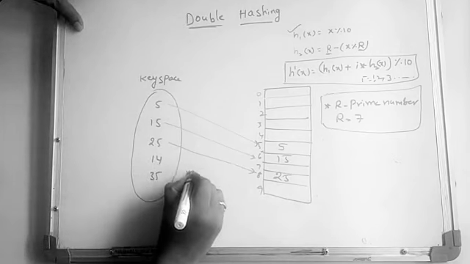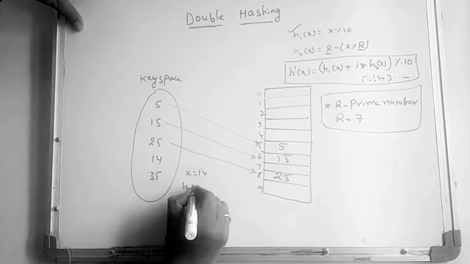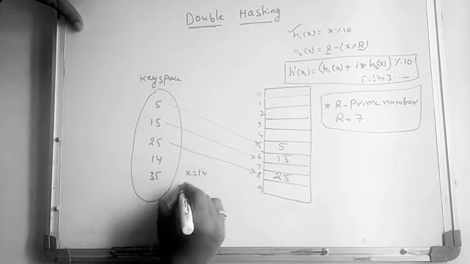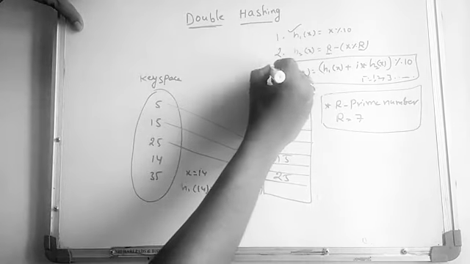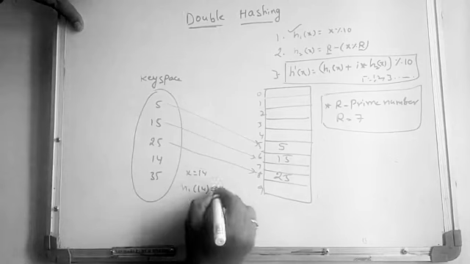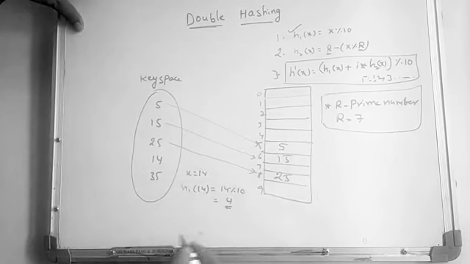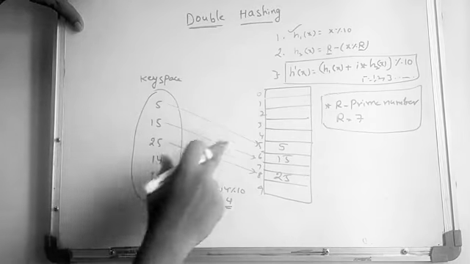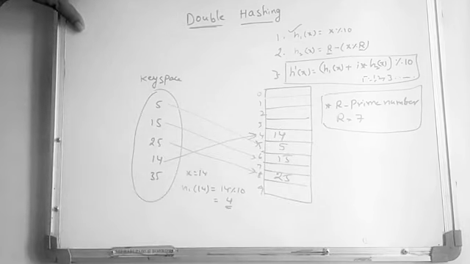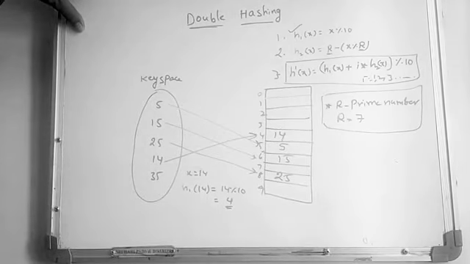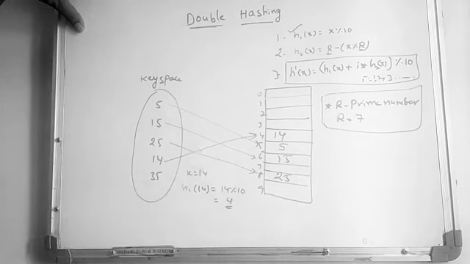X is equal to 14 here. This is the element I want to place. h1 of x, that is nothing but h1 of 14, formula 1. This is formula 1, this is formula 2, this is the final formula. 14 is the x value, 14 mod 10, remainder is 4. Is there any collision? Check it. No collision, so no problem, directly place the 14 value at index 4. Okay, so the first formula itself finds the empty location to store the value.